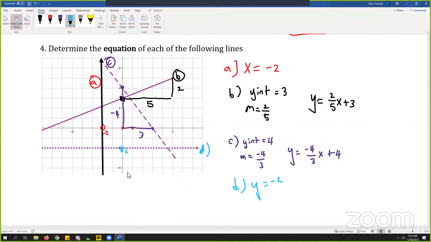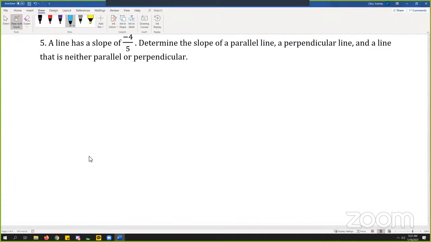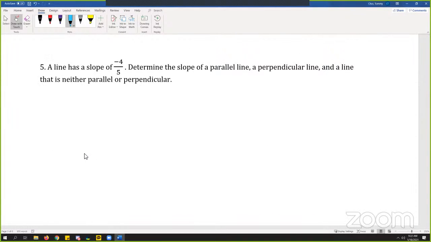All right, looks like there's no questions. We're going to keep moving on. All right, number 5. So it says that you have a line with a slope of -4 over 5.